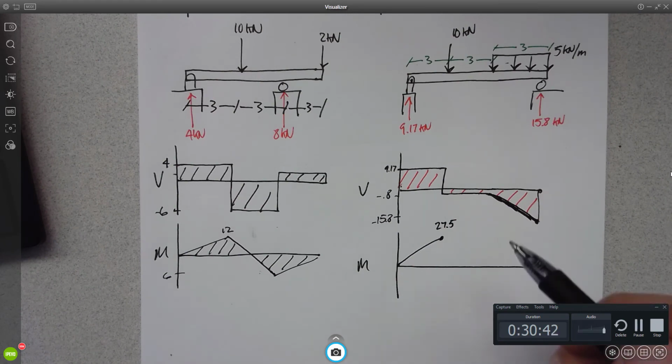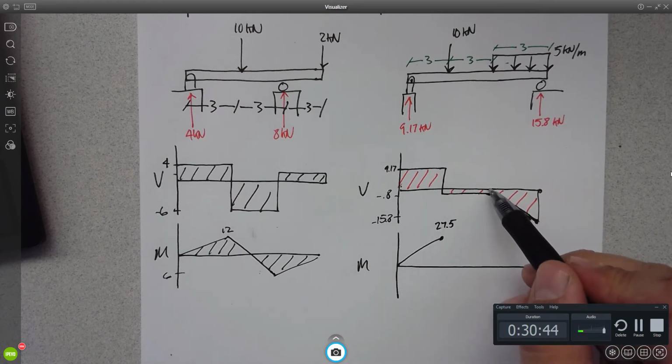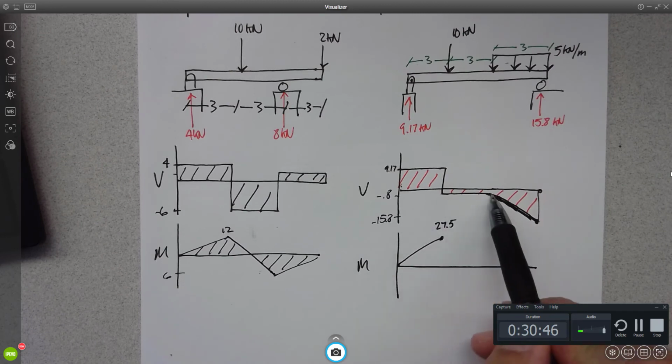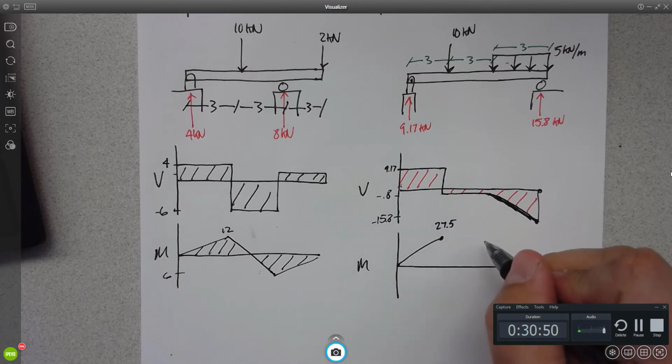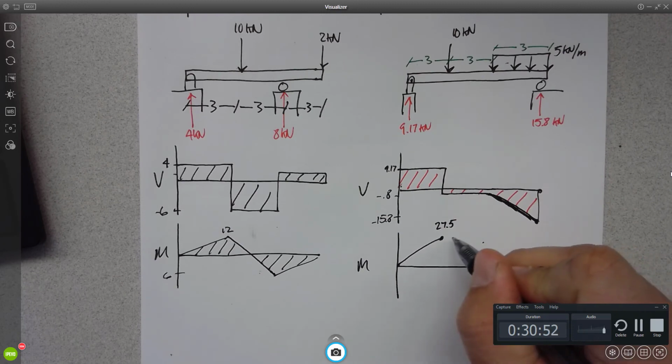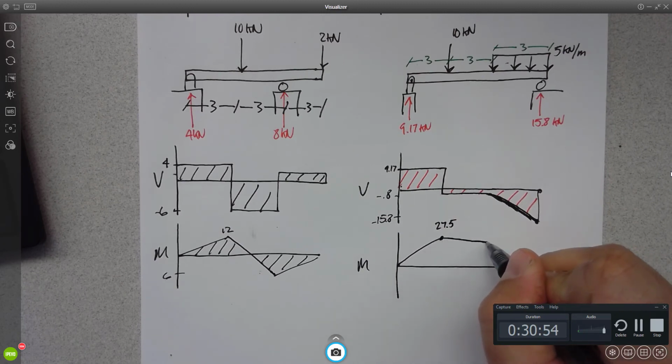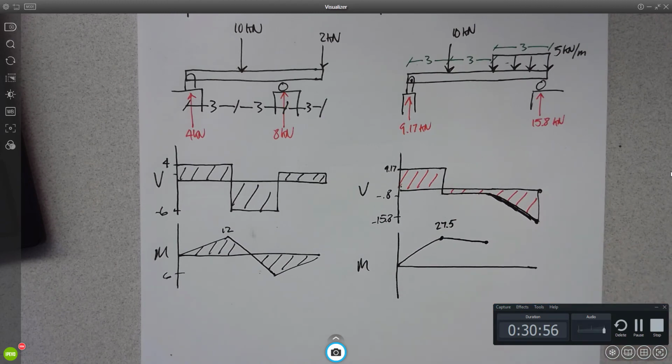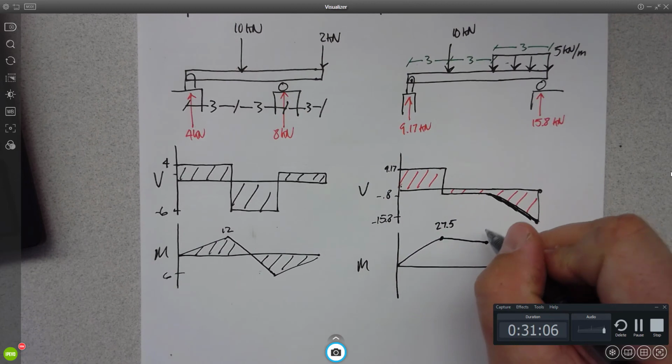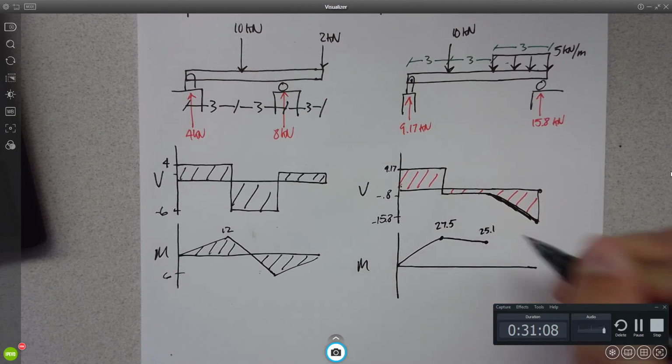Ouch! Okay. As I go from here to there, then it's going to be 0.8 times 3, so 2.4 down. Slight negative slope. Still a straight line. So 0.8 times 3 is 2.4, so I'm going to be at like what, 25? 25.1. Okay.